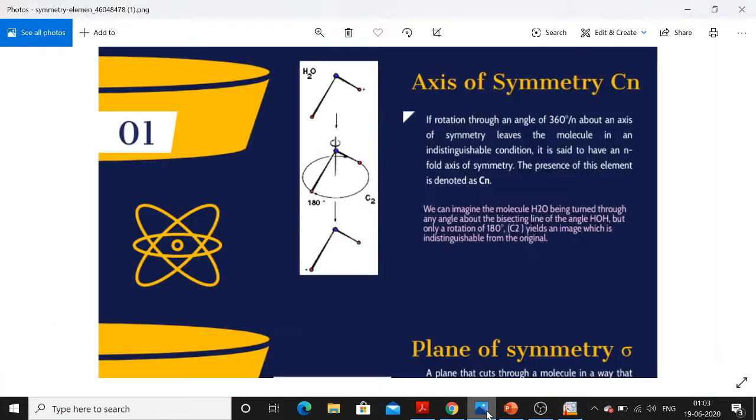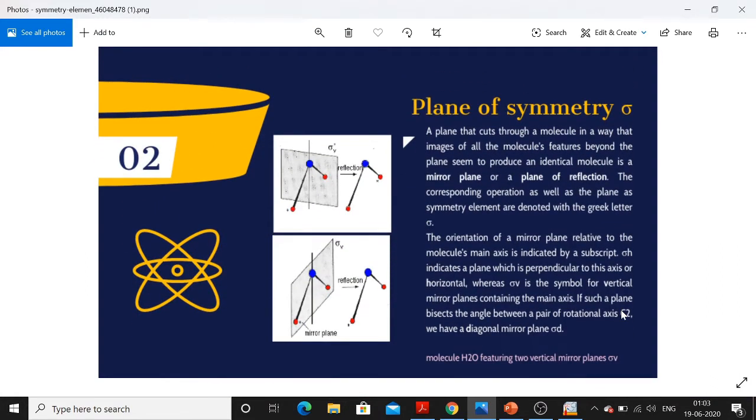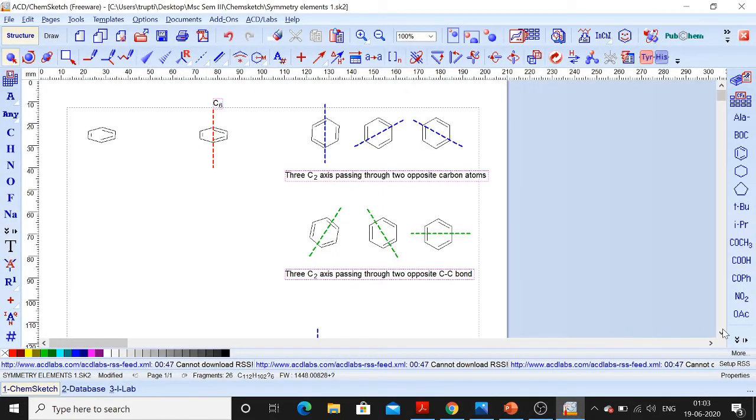The next symmetry operation is the plane of symmetry. The plane of symmetry is simply called a reflection. It is a plane that we imagine. If I imagine that plane and if that plane divides the molecule into two equal parts, such that the two parts look like mirror images of each other, then I can call that plane a plane of symmetry. Let us take the same example of benzene.